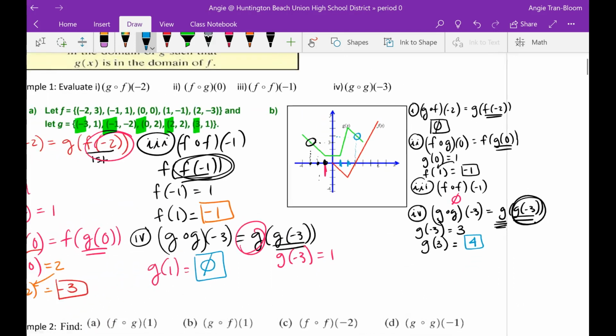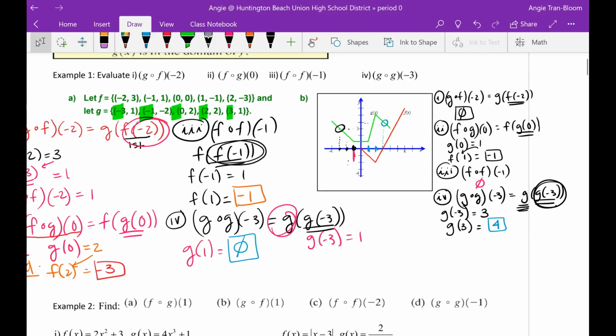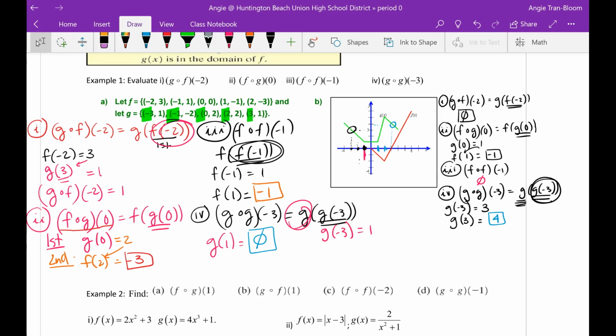So, class, that is how we find the composition if they give you a set of ordered pairs, like example A, or a function in terms of a graph, like example B. This is the end of our notes.